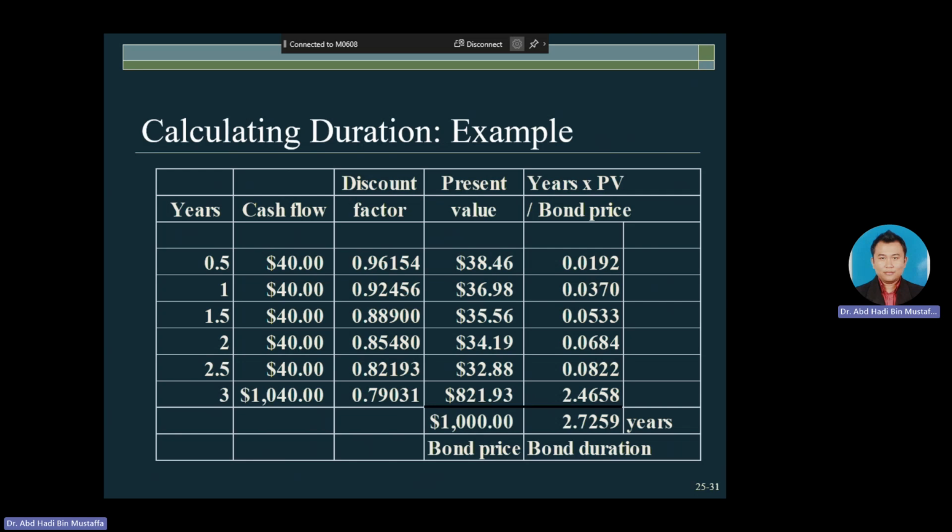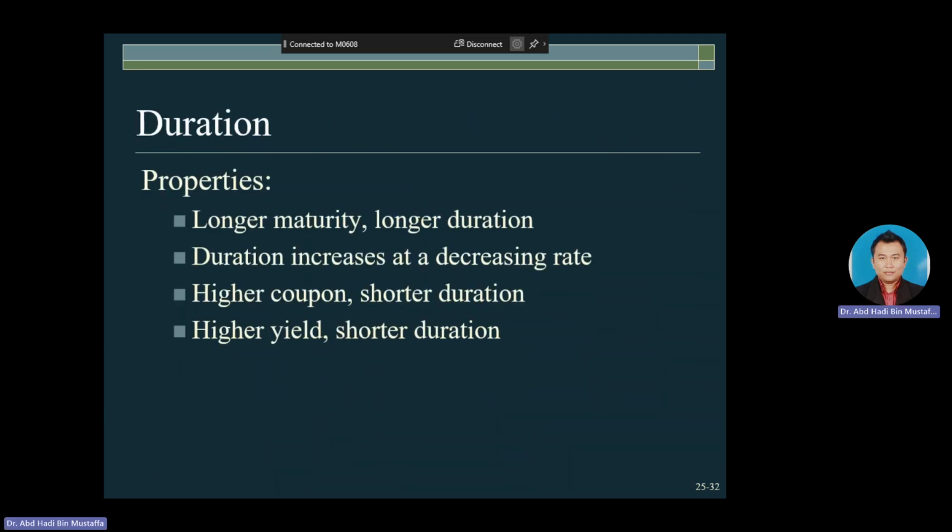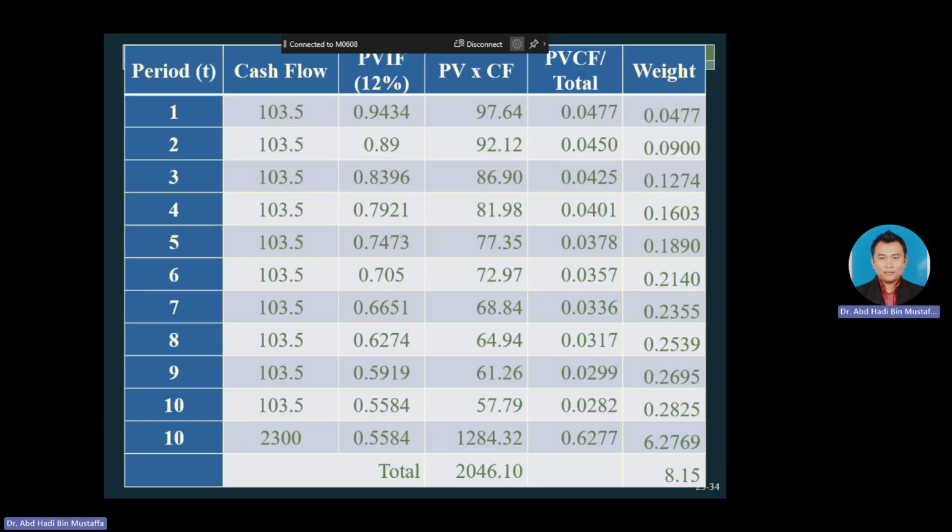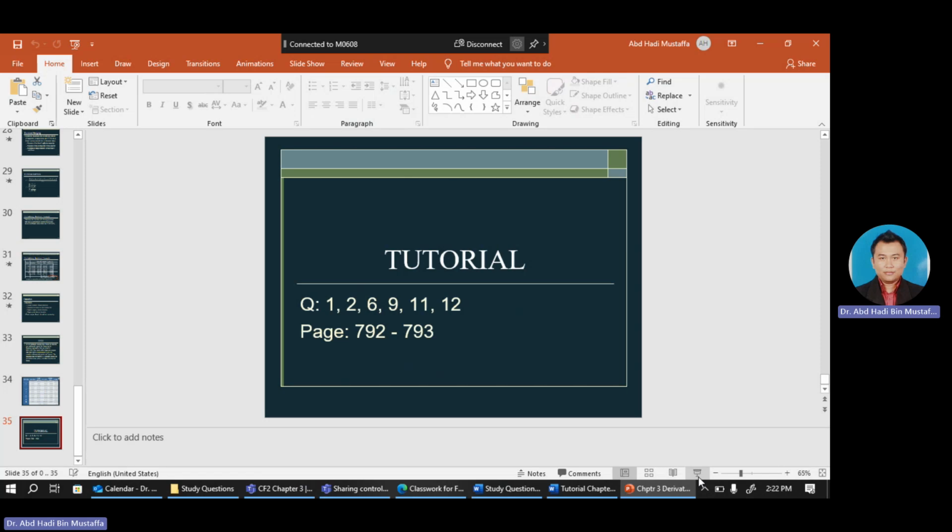In the study questions, this is how you do it. Later on I will show you one by one. Longer maturity, longer duration. Higher coupon, shorter duration. So that means if your answer is lower than it should be, the hedging is successful because it provides higher return. Later on I will show you the example. Okay, done with chapter 3.